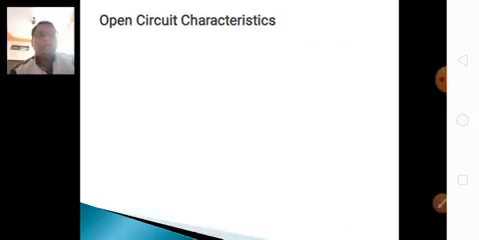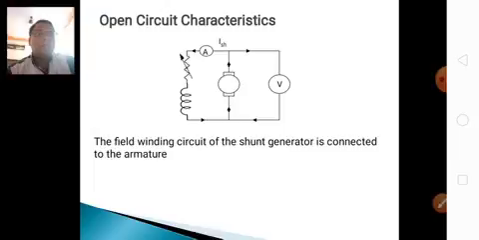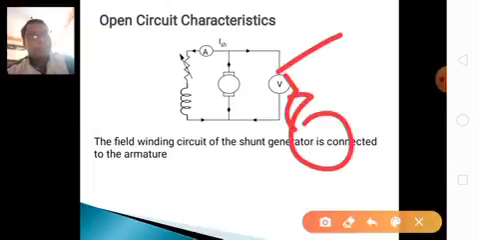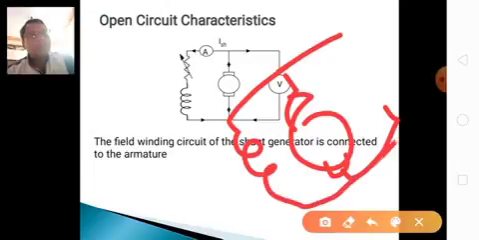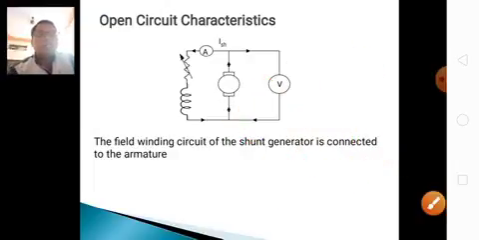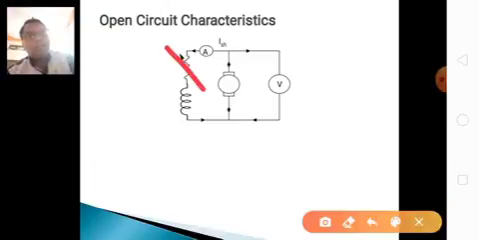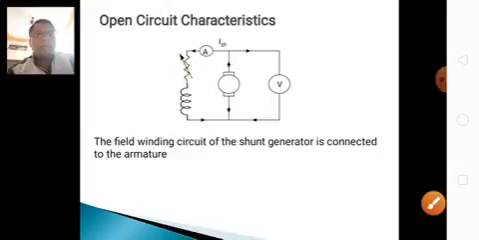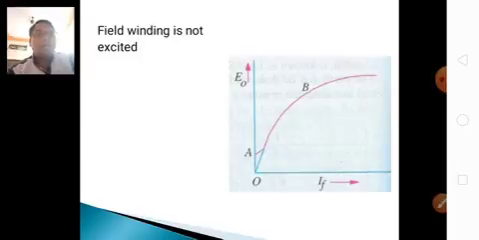Now the open circuit characteristics. First we have to know the DC shunt generator. Here the field winding is parallel to the armature winding, so it is known as a shunt generator. Suppose this is the load. Open characteristics means no load, so here we connect an external variable resistance. An ammeter is connected in series and a voltmeter in parallel, and the field winding of the shunt generator is connected to the armature, so the field winding is excited.